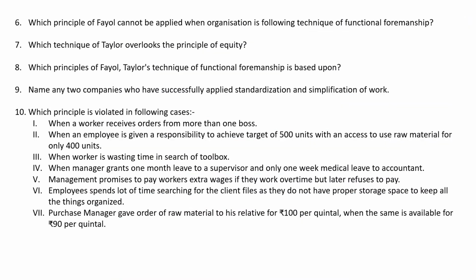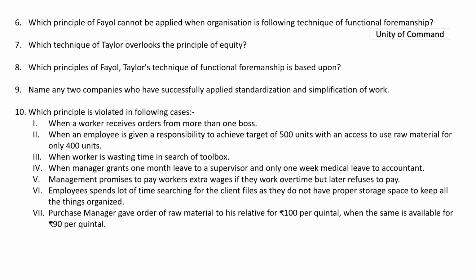Going ahead, question number 6. Which principle of FAIL cannot be applied when organization is following the technique of functional foremanship? In other words, functional foremanship violates which principle of FAIL? Here we see a lot of bosses over one worker. So the principle of unity of command is violated here.